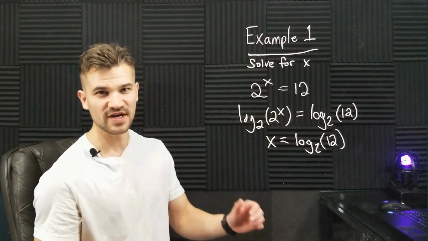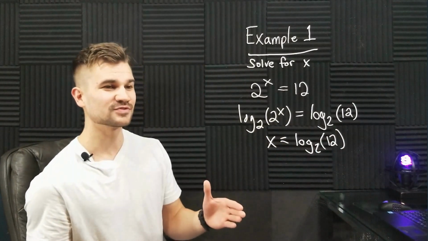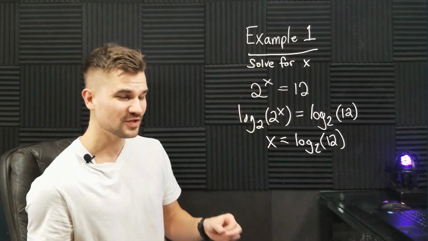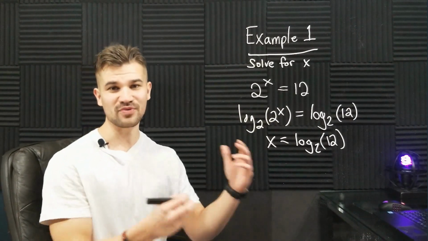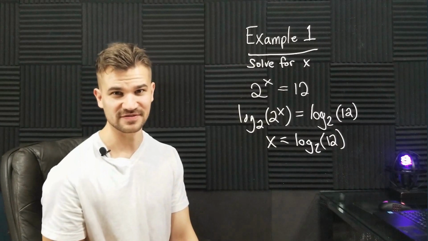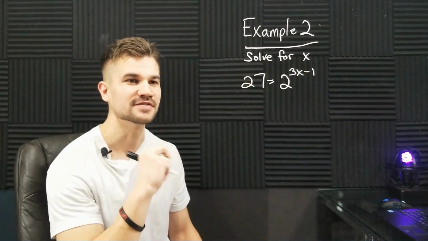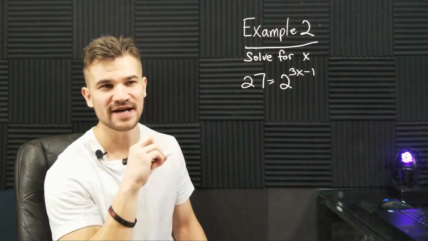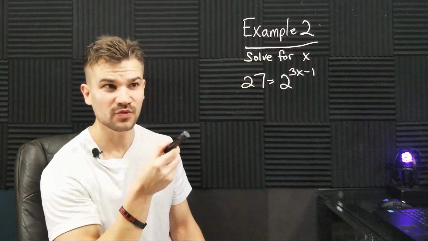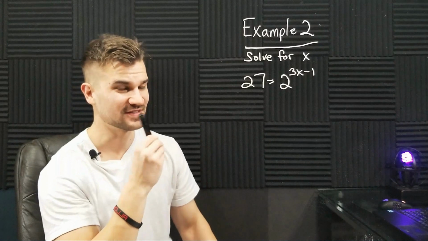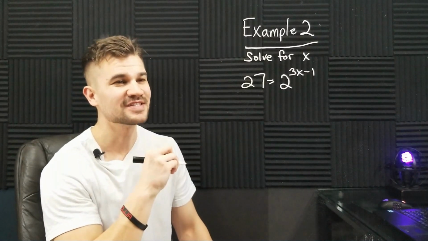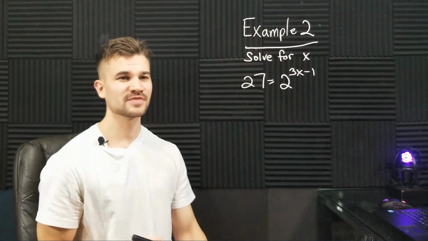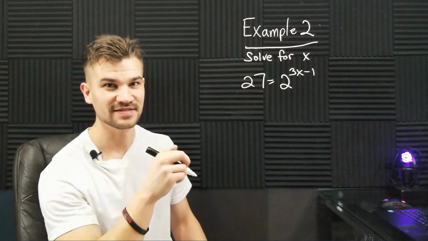At this point, the equation has been solved. x is equal to the logarithm of base 2 of 12. And you can get approximations for that with your calculator. Oh well, look what we have here. 27 equals 2 to the power of 3x minus 1. Okay, we want to reach x, so we need to start undoing things to x. The last thing that happens is exponentiation with a base of 2, so take the log base 2 of both sides, like before.